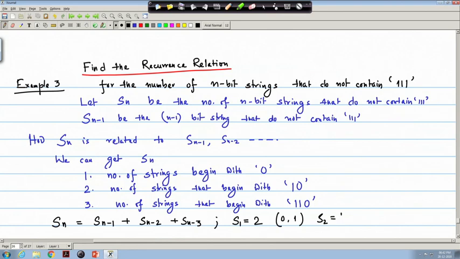Then what will be my S2? S2 will be 4, because these will be 00, 01, 10, 11. Similarly, I can get S3 equal to 7, because here it will be 000, 001, 010, 011, 100, 101 and 110, but 111 will not be here. So it has 7.